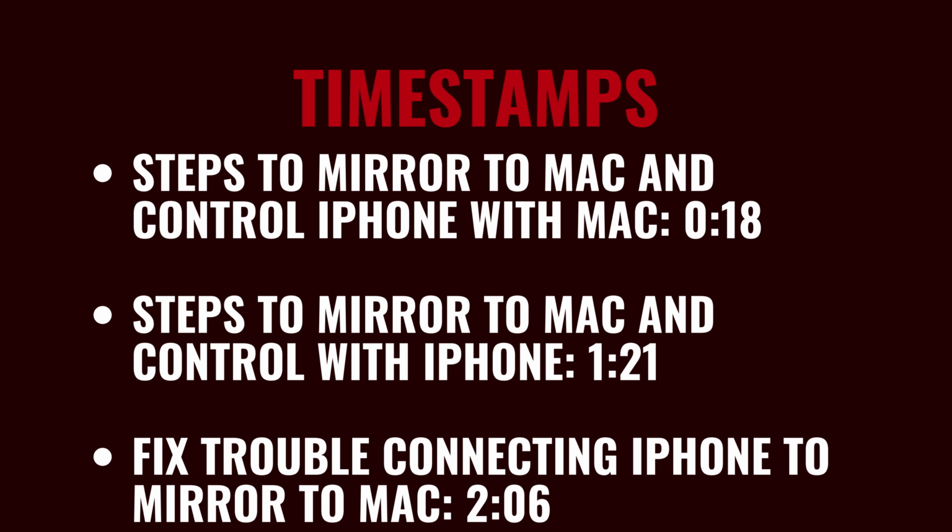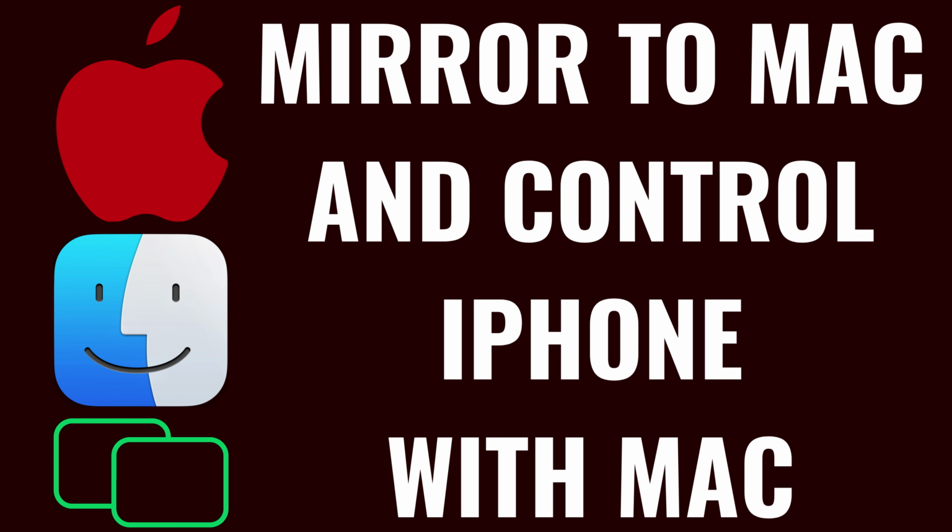Whether you want to control your phone directly from your computer or just cast a video to a larger display, Apple has built these features right into macOS and iOS. If you want to use your iPhone apps, type on your phone using your Mac keyboard and interact with your phone's interface directly on your Mac, you'll want to use the iPhone Mirroring app. Let's walk through the steps to do that.